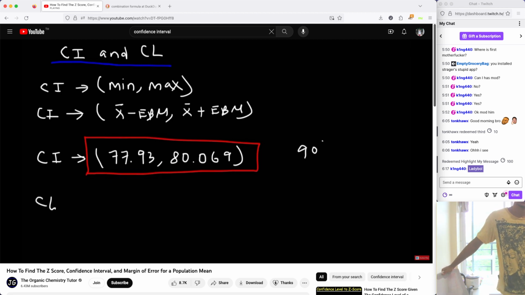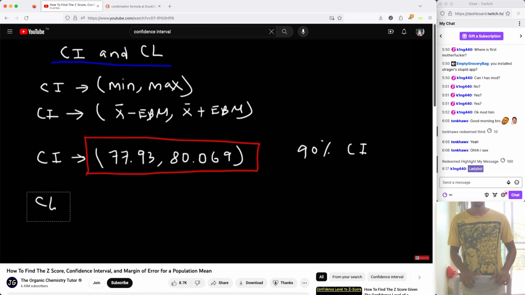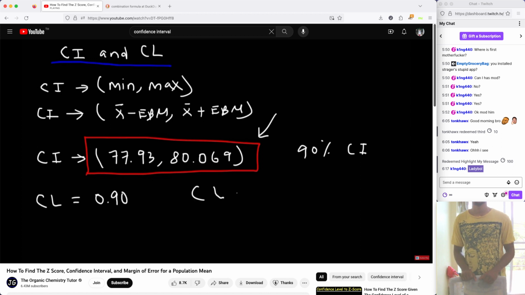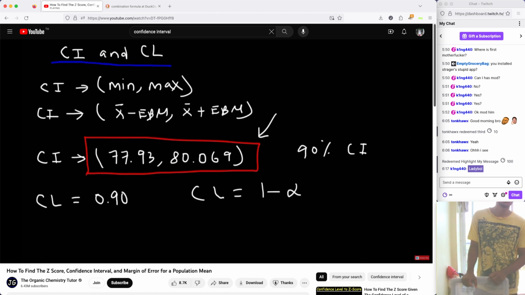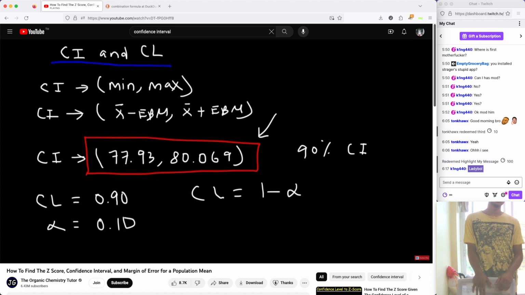So for a 90% confidence interval, the confidence level is 0.90. So that will be the area under the curve in which these range of values will exist in a normal distribution. Now, the confidence level is equal to 1 minus alpha. Alpha is the probability that the mean is outside of the confidence interval. So if the confidence level is 90% or 0.9, alpha is 10% or 0.10.